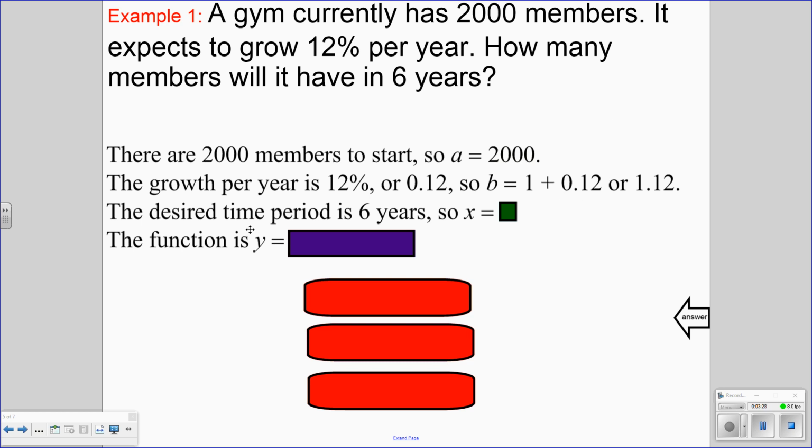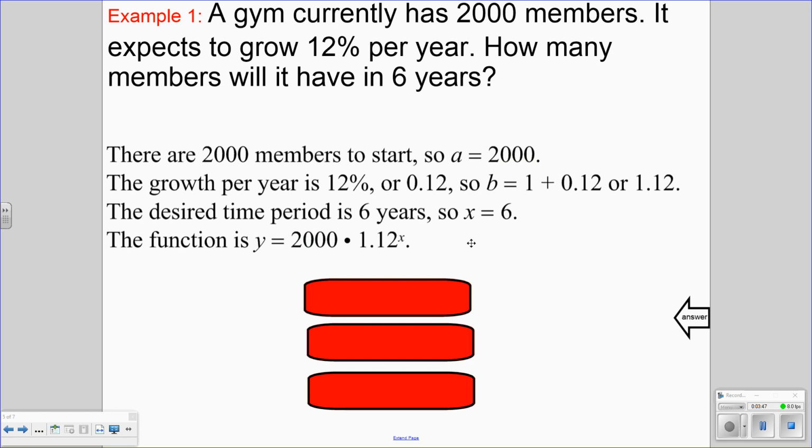The desired time period is 6 years, so x is going to be 6, since we're looking at 6 years. And so we substitute all of those values into our equation, and our equation is going to be 2,000 times b, which is 1.12 to the x. And then we can substitute those values in, and now we can solve this.